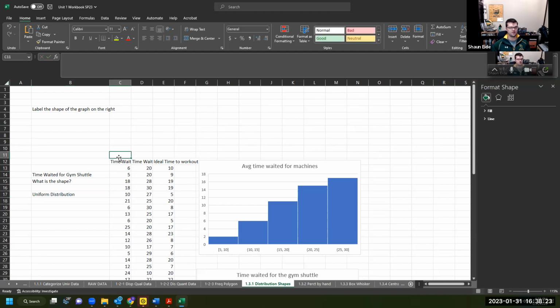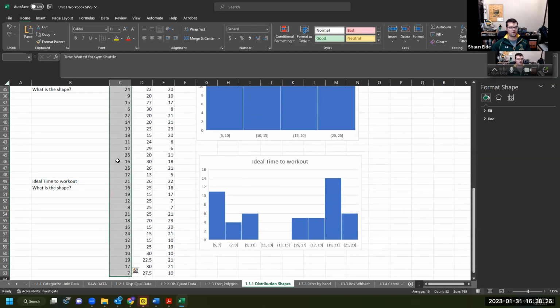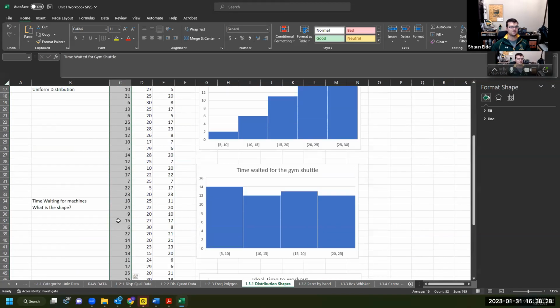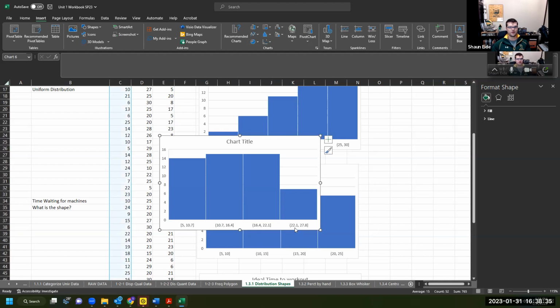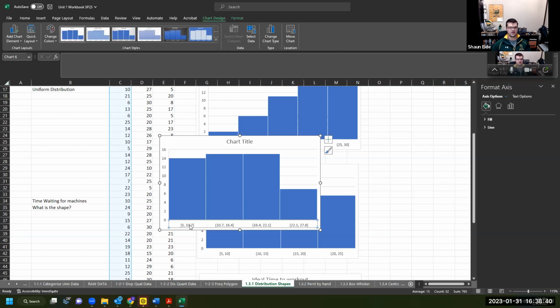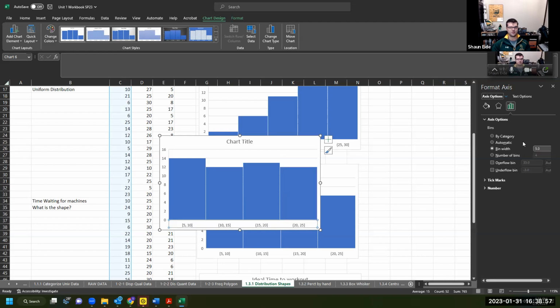Now, something that you need to realize also is time weighted for the gym shuttle. If you just highlight this and you do insert, and you put the histogram, it's going to do something weird like this. And remember what I said about having pretty stuff on the bottom? It's kind of weird and I don't like it. And so I'm going to come in here. I click on this bottom thing and it brings up this option right over here, and I can say bin width, and I want to do a bin width of 5. And there's a reason why.